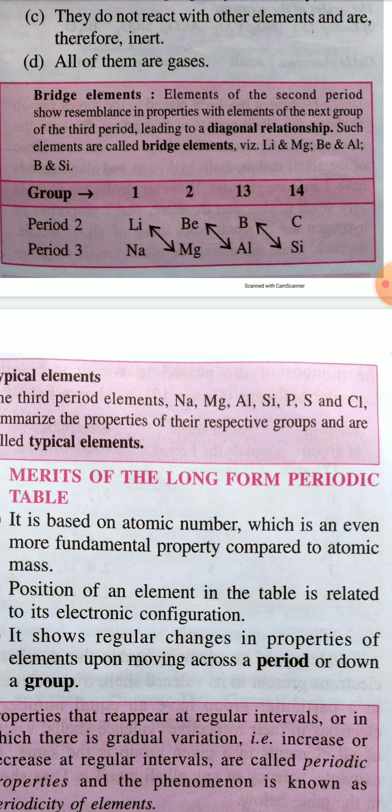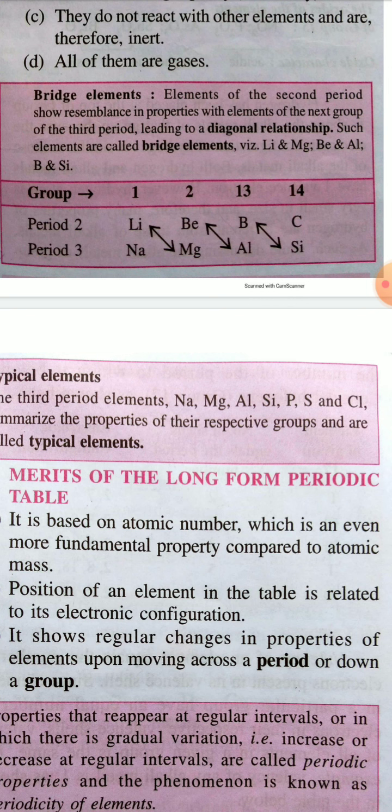In group 1 of period 2, lithium shows resemblance with magnesium, and beryllium of group 2 in period 2 shows resemblance with aluminium. Boron shows resemblance with silicon. Okay, so these are diagonal bridge elements, lithium and magnesium, beryllium and aluminium, because their properties are similar.